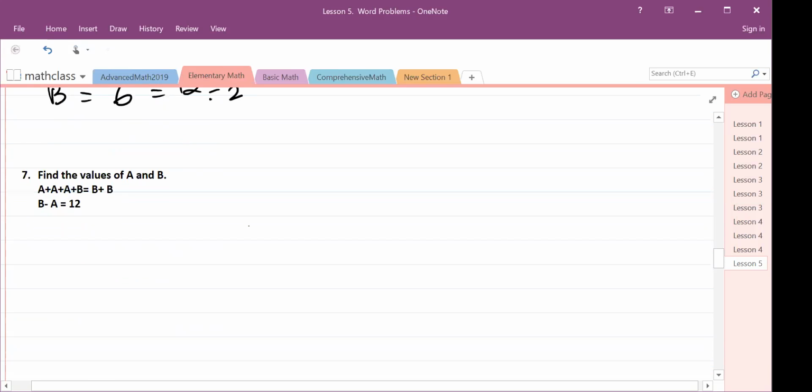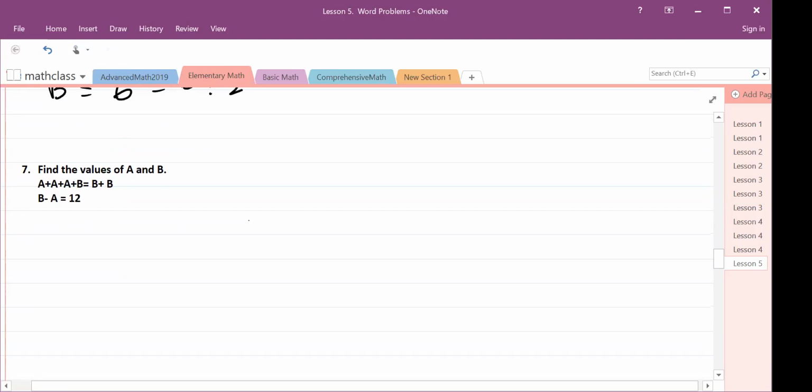Find the value of A and B. Now, this is a little bit more complicated. You have the number A plus A plus A itself, and plus B equals B plus B. The difference is going to be 12. I hope we can figure it out. No matter which method you're going to use, you try your best.